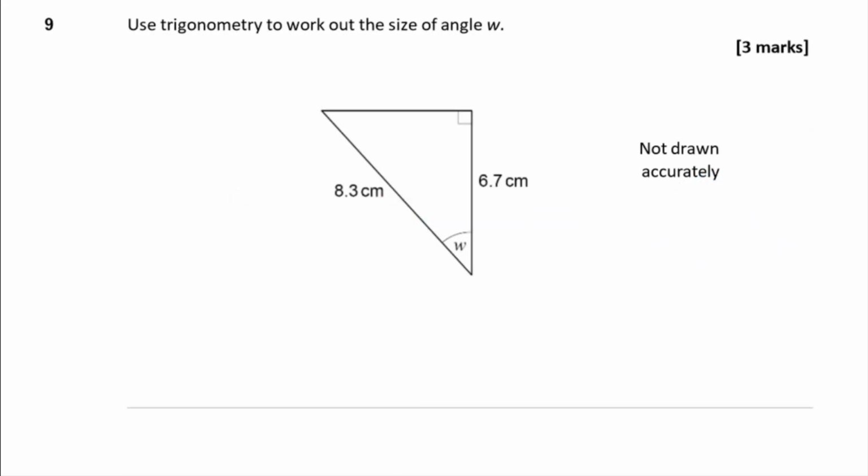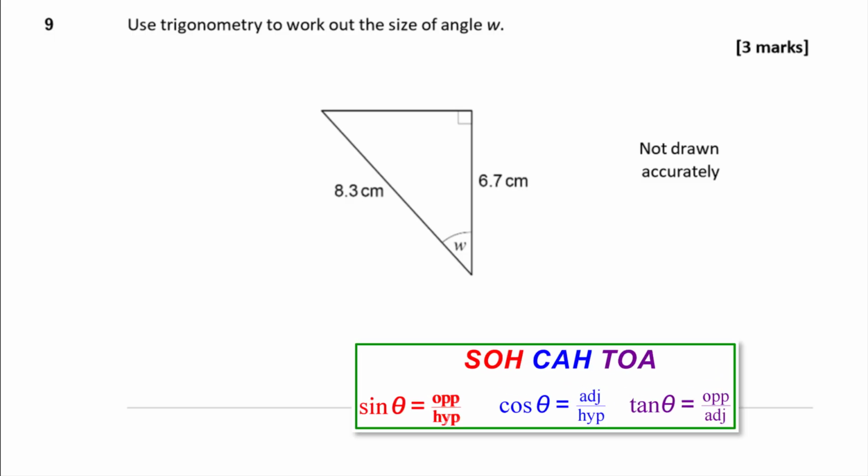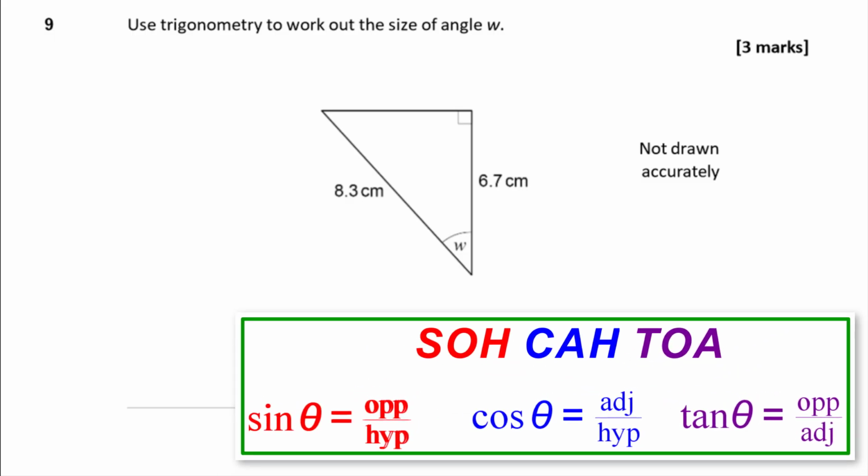Question 9. Use trigonometry to work out the size of angle W. All right, nice straightforward trigonometry question. So what do we know about trigonometry? SOHCAHTOA for right angled triangles. What I normally do is write down the mnemonic SOHCAHTOA, and then I work out what sides have been given and which ratio I need to use.